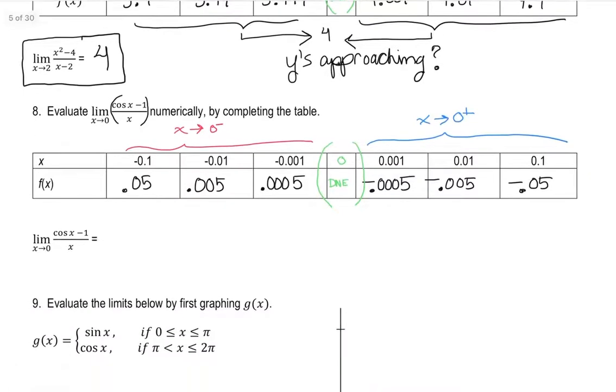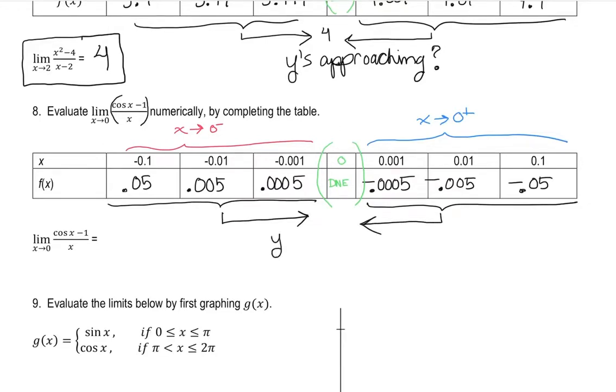Looking at a table of values, once again we are looking at these y values, so 0.05, 0.005, and then the same thing from the negative side. What are these y values potentially approaching? Are they closing in on the same value? Once again, they happen to be. They are getting closer and closer to 0.